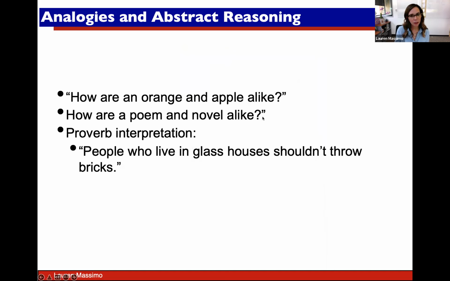Analogies and abstract reasoning. So analogies is higher order abstract thinking, involves the discovery of relationships in a pair of abstract figures and the recognition of similar conceptual relationships. So how are an orange and an apple alike? How are a poem and a novel alike? And then proverb interpretation. So what does it mean when you say people who live in glass houses shouldn't throw bricks? Well, a concrete response might be, well, he might break something.